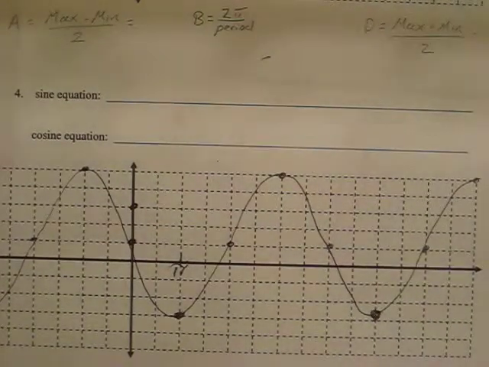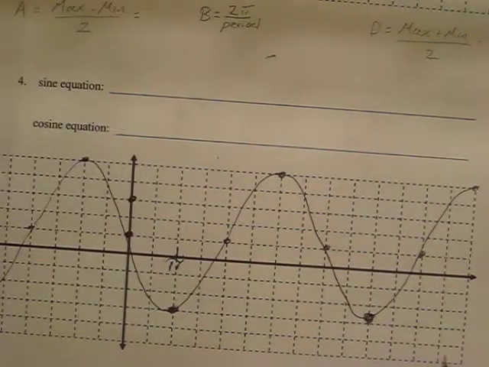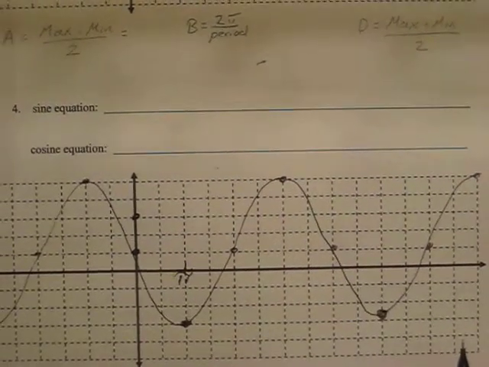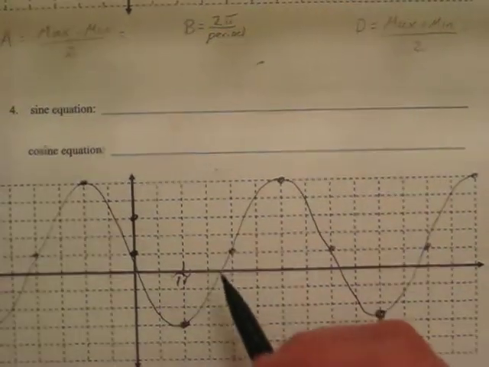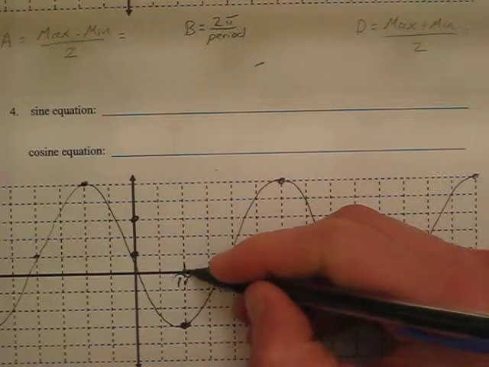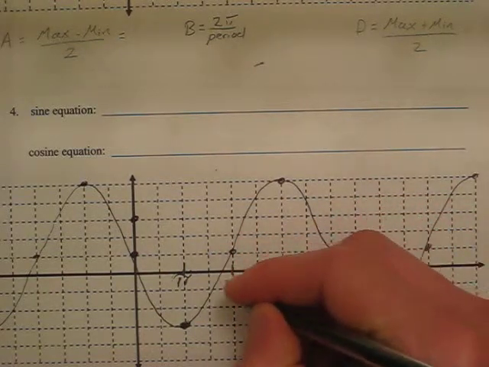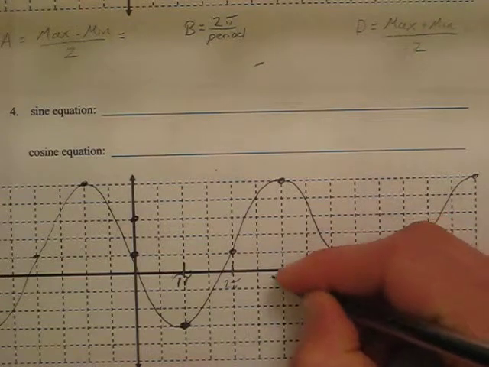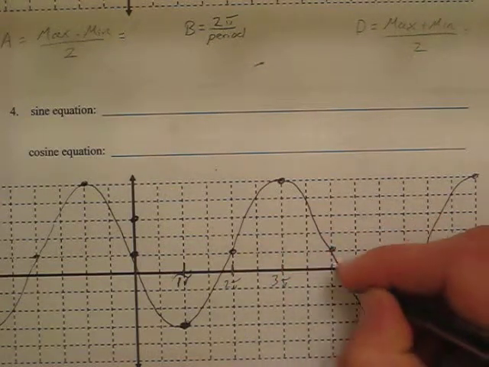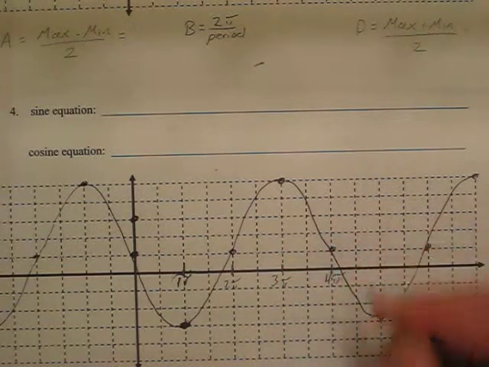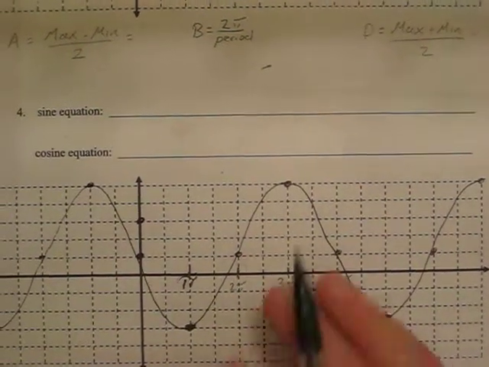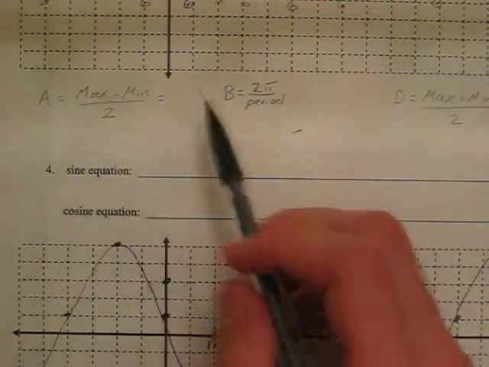Okay, this is going to be our second example, and maybe pause the video and try to work this one out by yourself. What we have though is each interval here is going to be pi. So this right here will be 2 pi. This one's going to be 3 pi, and this is 4 pi, and so on. That's our scale. Okay, and it starts off the same thing. You have to determine A, B, and D.